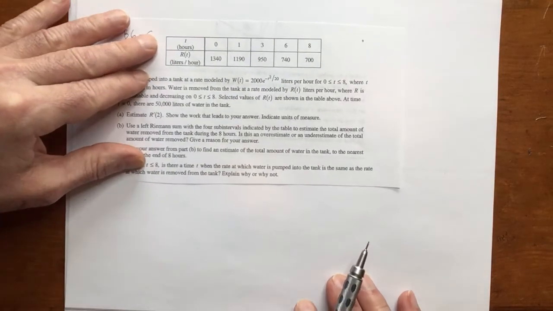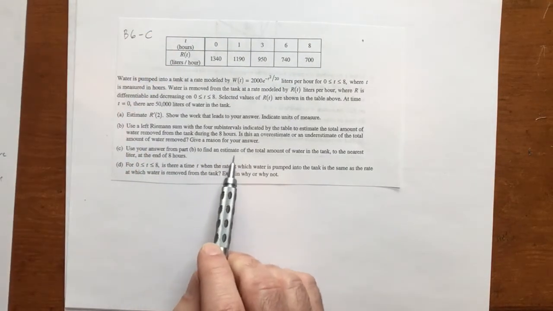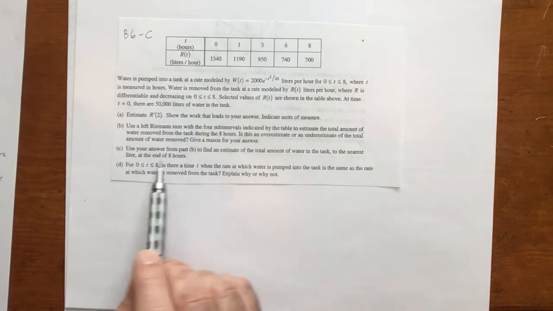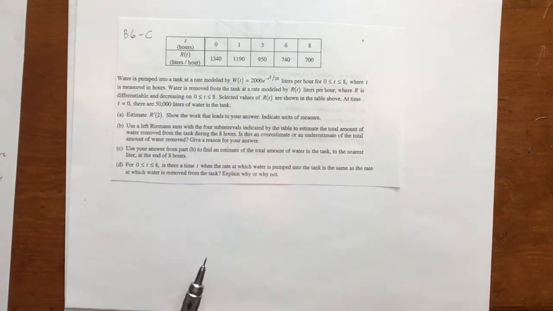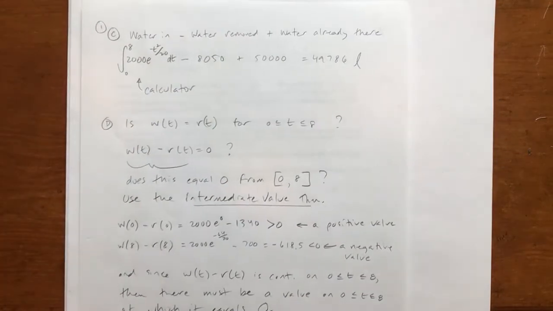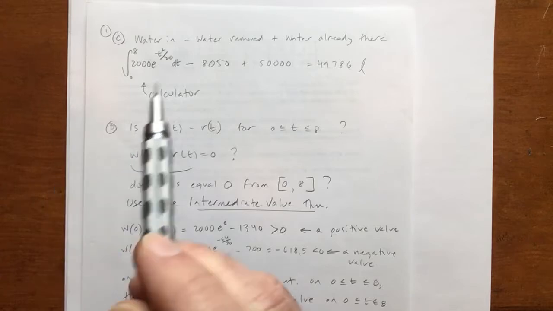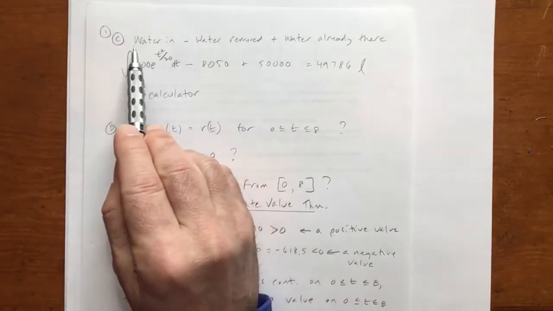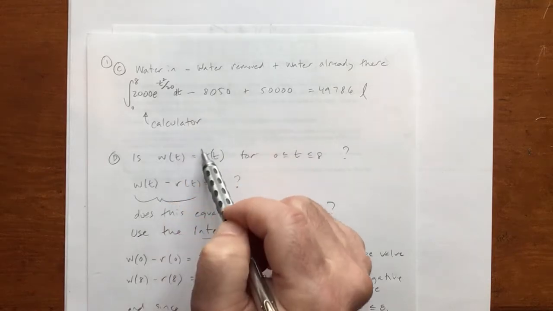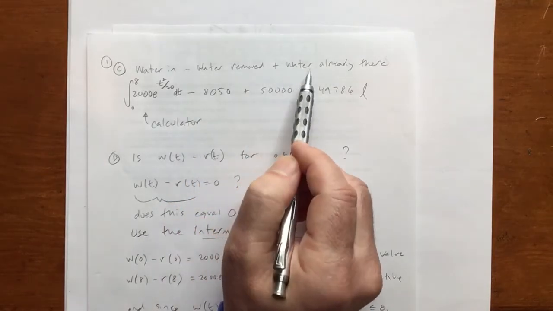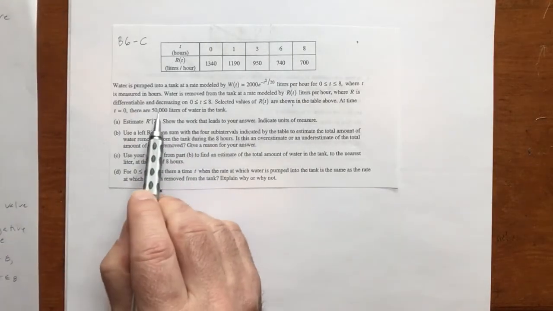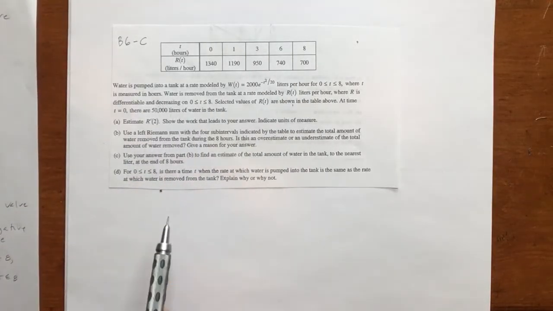Part C. So we're going to use that answer to estimate the total amount of water in the tank after the 8-hour period. And so what we need to find now is that the total amount of water will be the water that came in minus the water that was removed plus the water that was already there. And they gave you information earlier about that. We started with 50,000 liters of water.